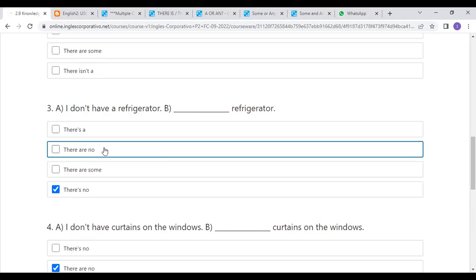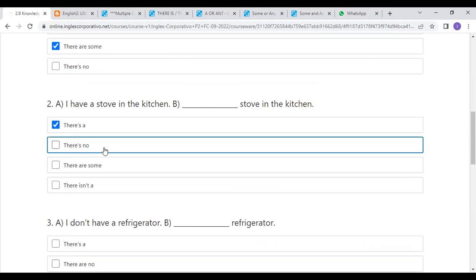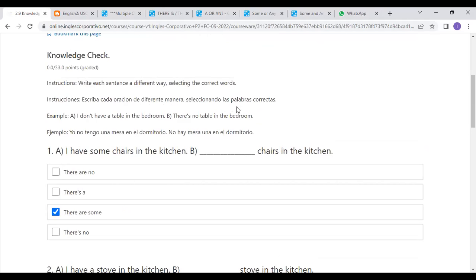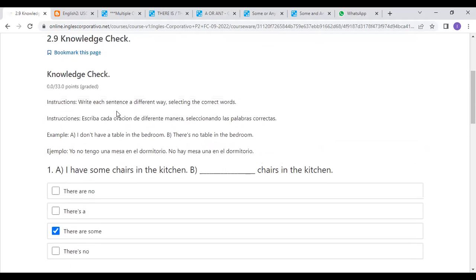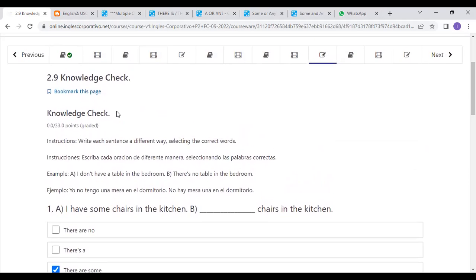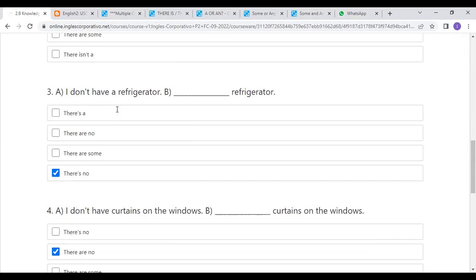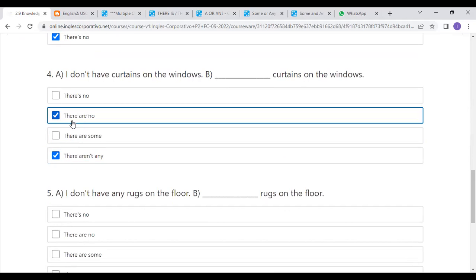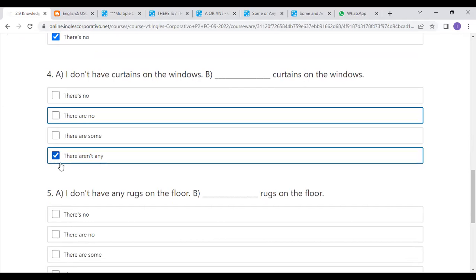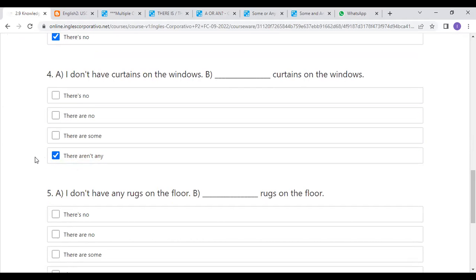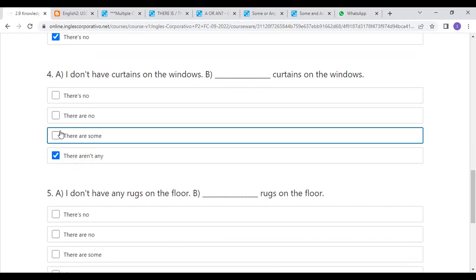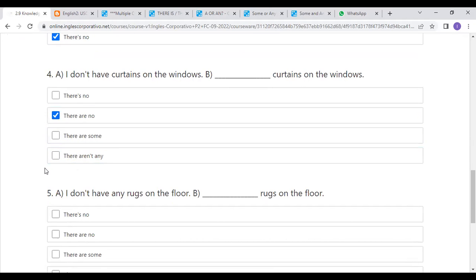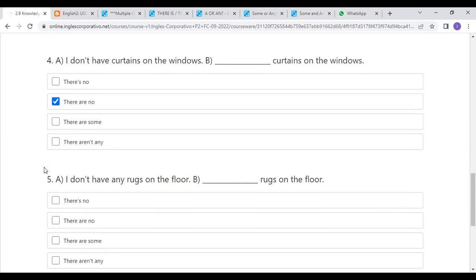There are many ways to answer this. Hay bastantes formas de responderlo. So let's check. Creo que se puede, no, solo se puede escoger una, right? But let's see. But yeah, we can say like that. Let's take this one. Really well. Pero ambas se pueden. Okay? En este caso ambas se pueden, pero creo que el sistema solo deja una.